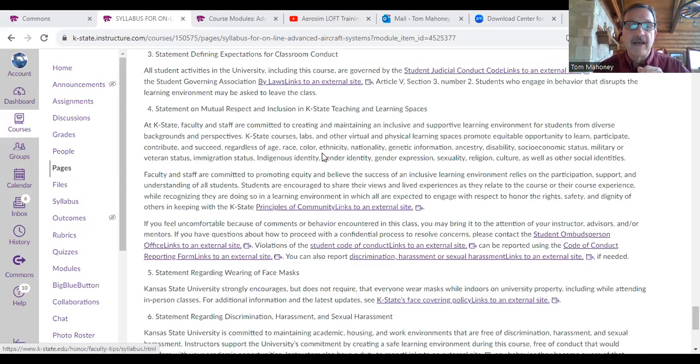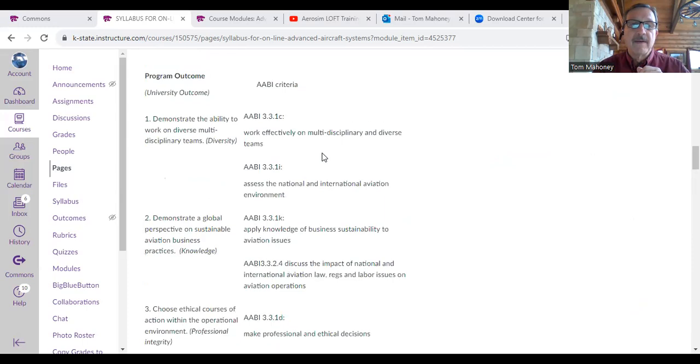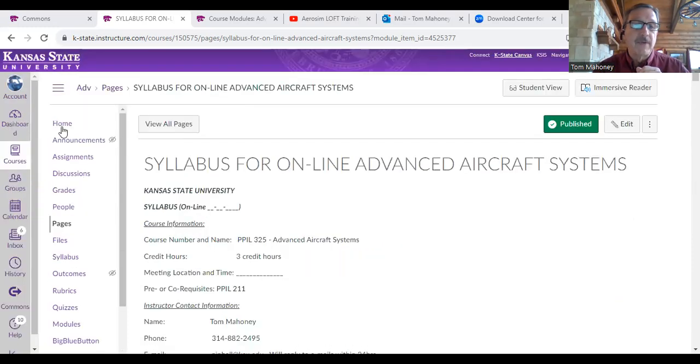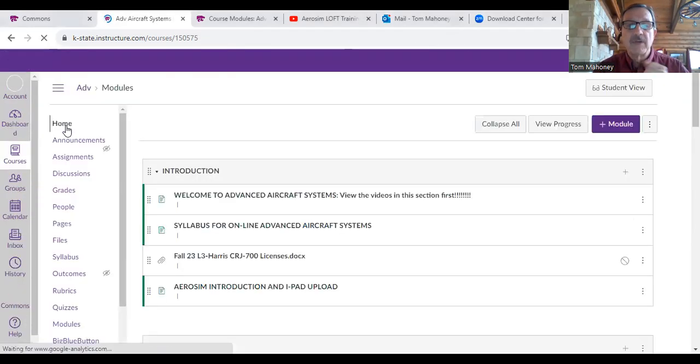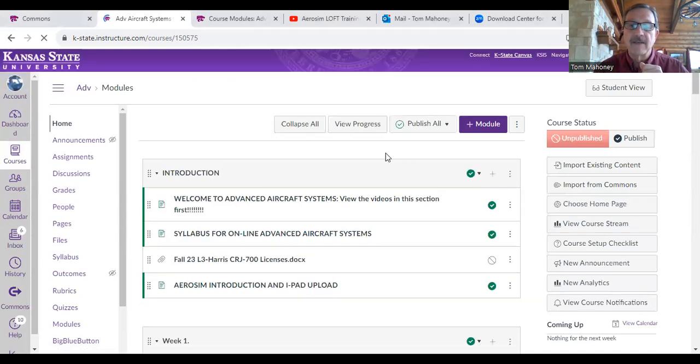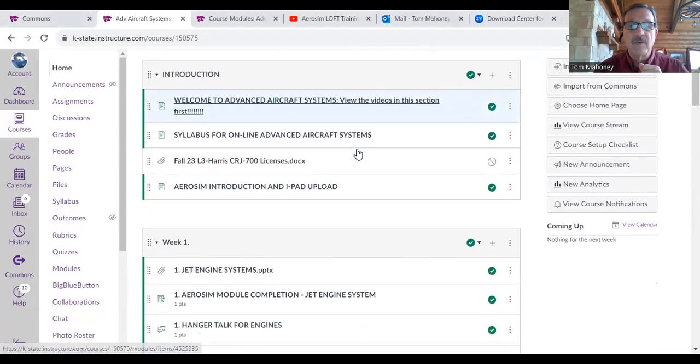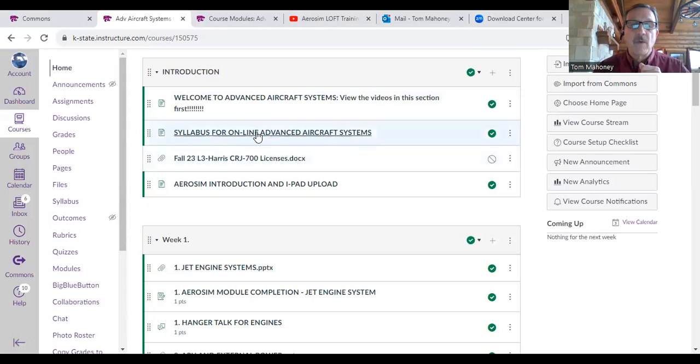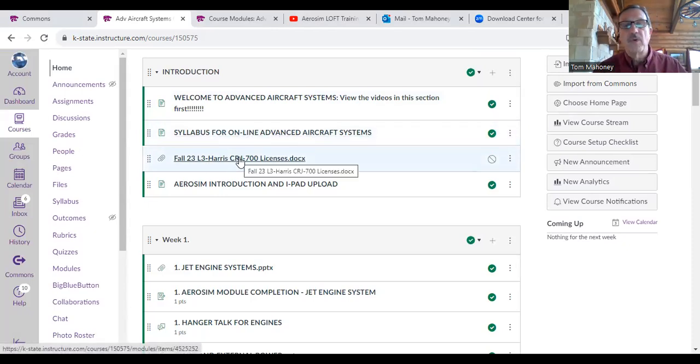So that's it for the syllabus. Let's go back up to the home page. Always return to the home page if you get lost in this course, and we'll move on. So we've covered the syllabus. Now we're going to cover what's going to make your iPad work, and that's the license for the AeroSim program.